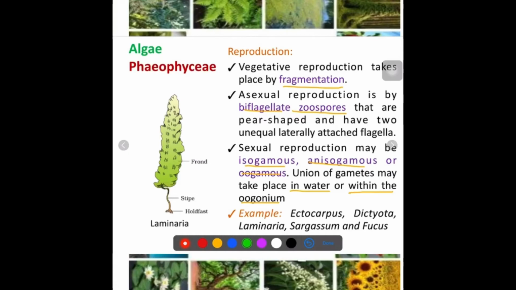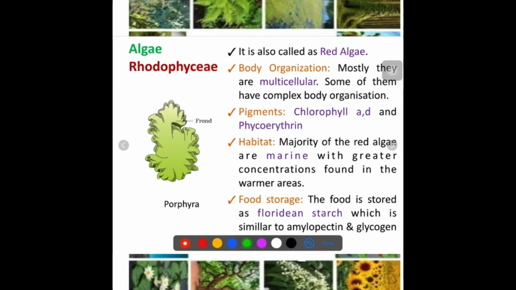So here, which are the examples of Phaeophyceae: Ectocarpus, Dictyota, Laminaria, Sargassum, Fucus. You have to remember the examples. In Chlorophyceae, the examples are Chlamydomonas, Volvox, Ulothrix, Spirogyra, and Chara. Here in Phaeophyceae, the examples are Ectocarpus, Dictyota, Laminaria, Sargassum, and Fucus. So these are the examples of Phaeophyceae. So that's all about the algae Phaeophyceae.